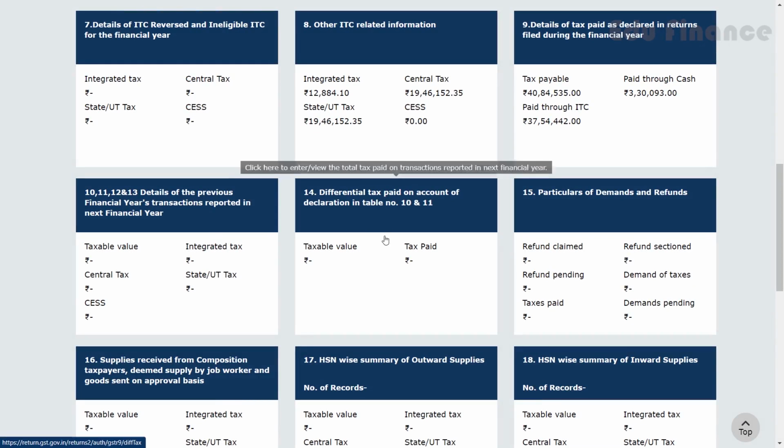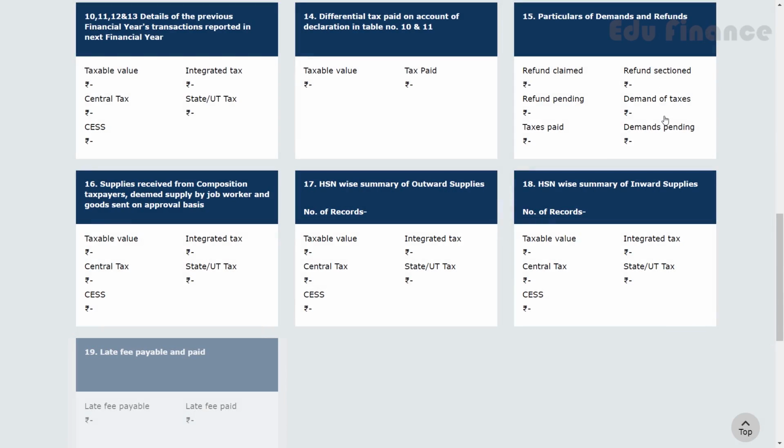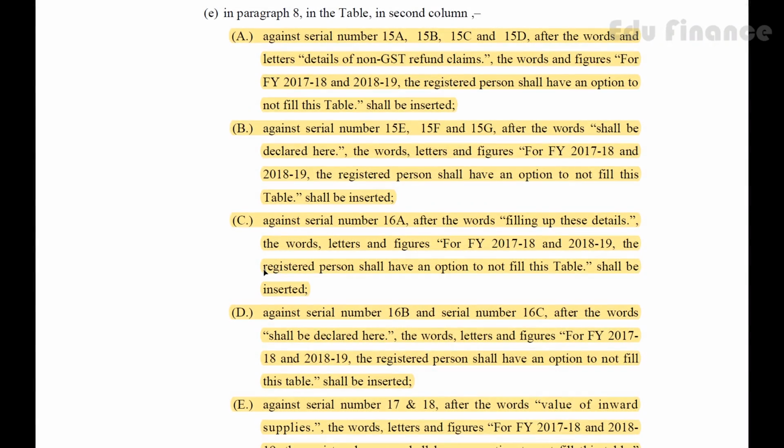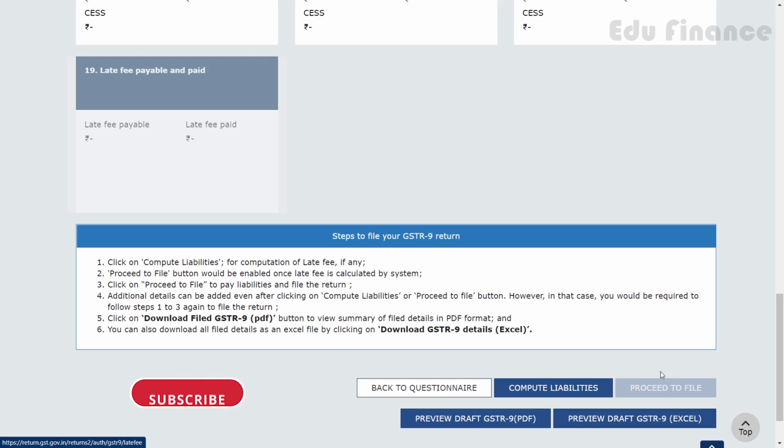Then in Table 14, enter the differential tax paid or to be paid on account of any declaration in Table 10 to Table 13. In respect of Table 15 to Table 19, Notification 56/2019 gives an option to not fill such details in this table. After that, click on this button to compute GSTR 9 liabilities and pay differential tax through Form DRC 3. Then file the GSTR 9 annual return form by clicking on the Proceed to File button.